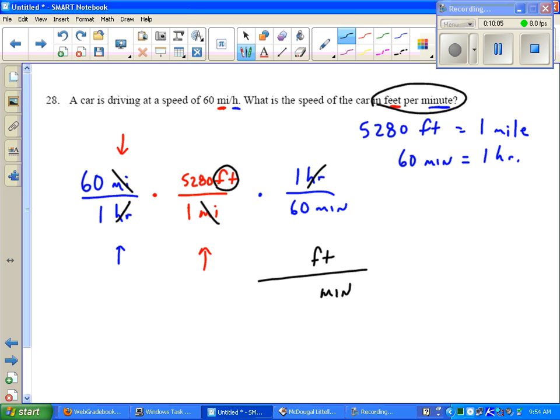Multiply 60 times 5,280, or what you can notice right now, and save yourself even more work, you can notice that 60 is at the top of this first fraction and at the bottom of that last fraction. So we can actually, just like we cancel out hours over hours and feet over feet or miles over miles, cancel out 60 over 60. And it leaves you with simply 5,280 feet per 1 minute.